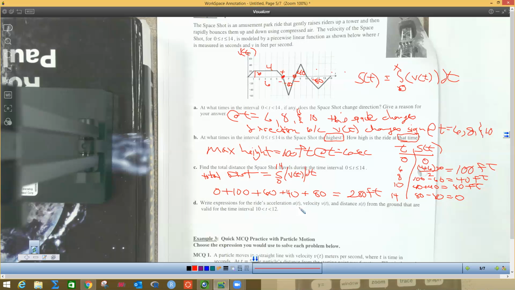Write an expression of the ride's acceleration, velocity, and distance from the ground that are valid from 0, let's say 12. Yes, 0 to 12. So we are supposed to find all this information from 0 to 12. So let's see. Oh no, it says 10 to 12. I couldn't read. 10 to 12. Okay, so we are only looking from 10, 11, 12, from here to here.